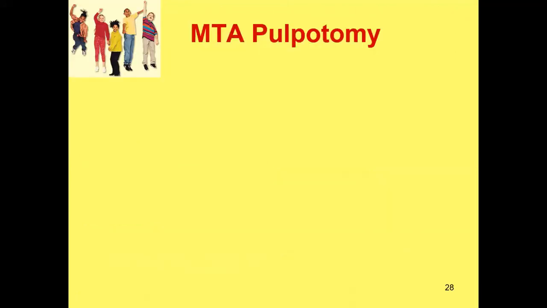Now next comes the MTA pulpotomy. You know what MTA is and what the composition of MTA is, so I'm not going into detail about all that. MTA is a current new material that can be used as a pulpotomy agent. The benefit of MTA is that MTA pulpotomy comes under the regenerative type of pulpotomy.